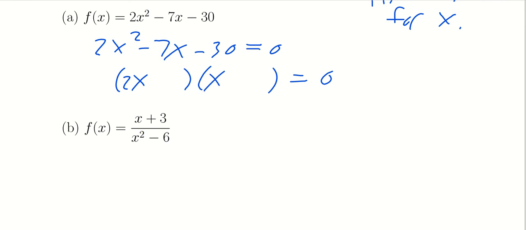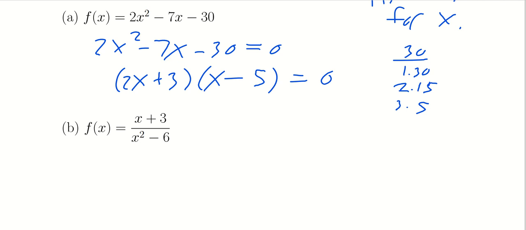We have 2x and x. Factors of 30 would be 1 and 30, 2 and 15, 3 and 5. And we can make a 7 if we have a 5 here, because we'll have a 2 times 5, which will give us 10. This would be 3. And if the last sign is negative, we need a minus and a plus. I'll leave it up to all of you to check this, but this does work. The factorization is 2x plus 3 times x minus 5.